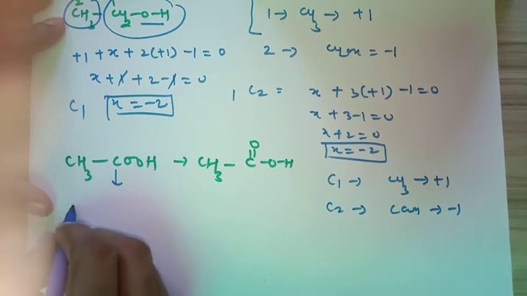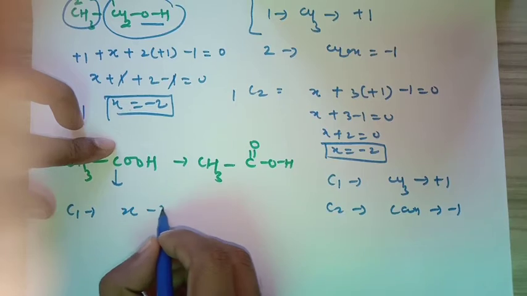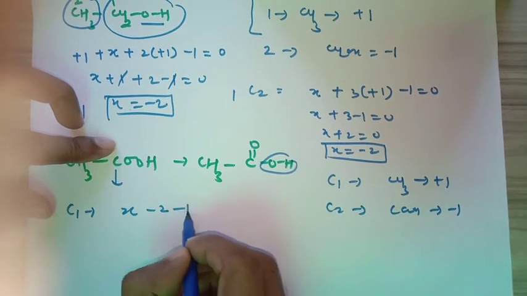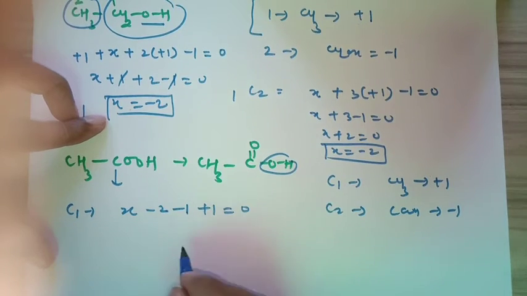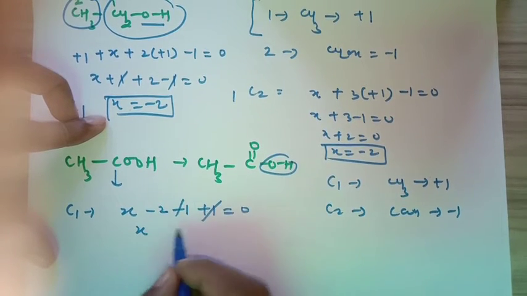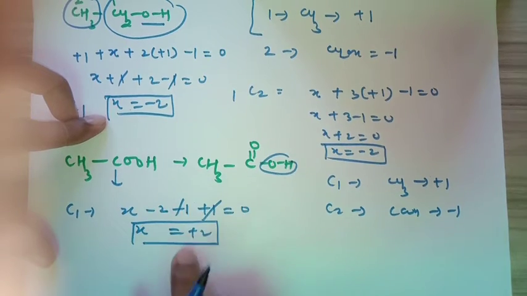Let's solve for carbon 1. So it will be X, one double bond is there, this will be -2, and OH is there, so this will be -1, and for CH3 we'll consider it as +1, so it will be equal to 0. So this will cancel out, it will be X = +2. So for carbon 1 it will be +2.